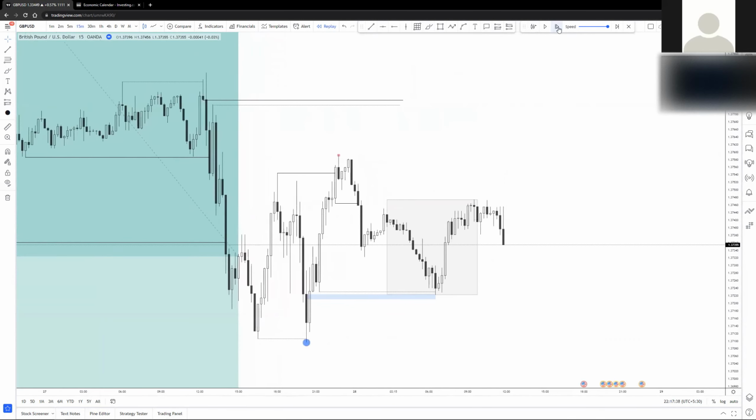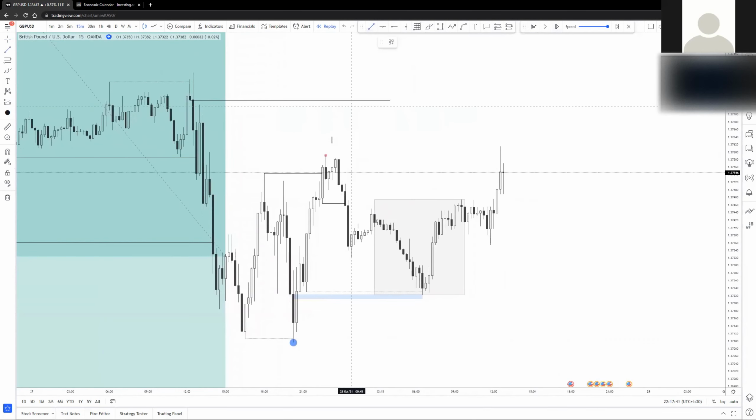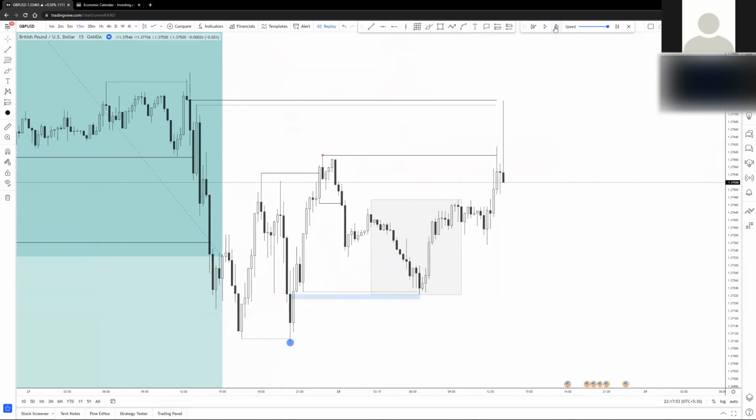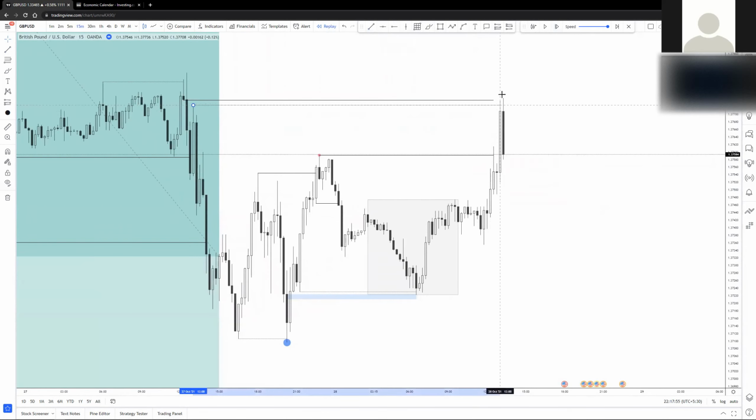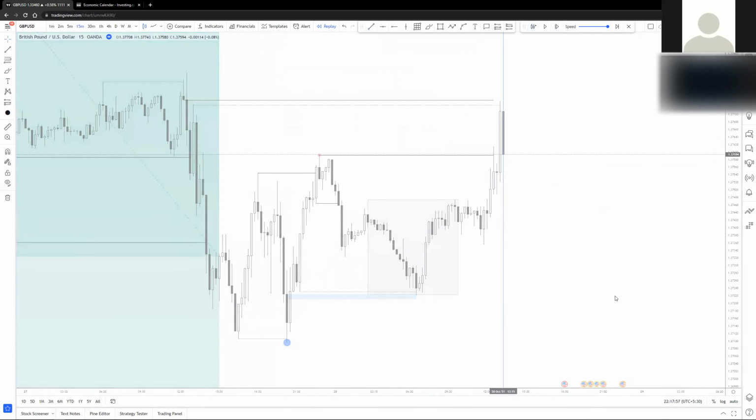Okay. And yeah, now London has opened. We have that. Okay, no, not yet. London has opened. It opens at 12:30, that's my time. And what happened when London opened? Look at that. Look at the move. Look at the quick move to the upside.